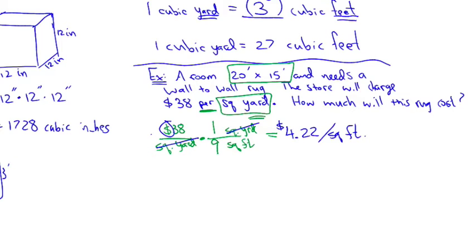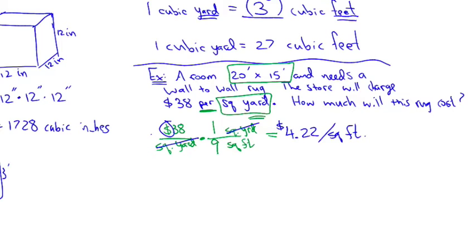All right, so now what do I do with $4.22 per square foot? Well, I need something else in square feet. The measurement. So what does the 20 foot by 15 foot 300 mean? When you have a room that's 20 by 15, how much rug are you going to use up? Is it 300 square feet?